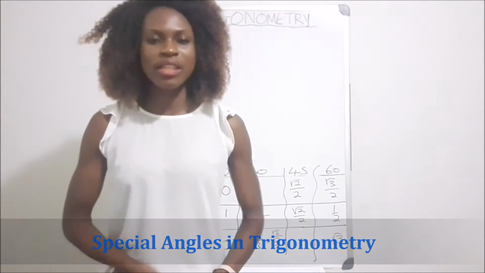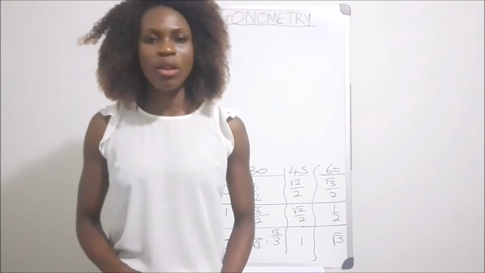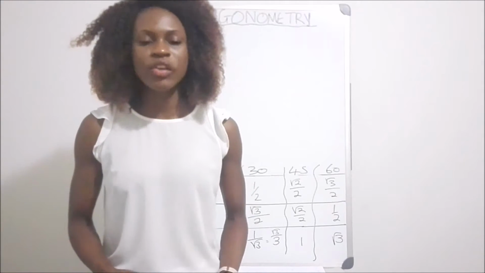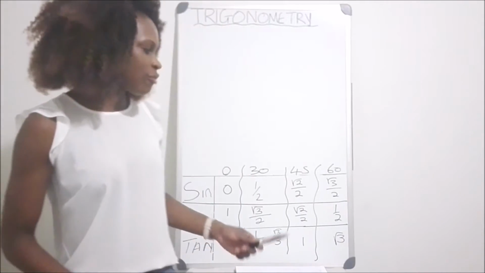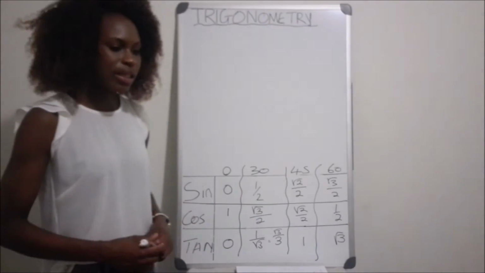The value of sine theta, cos theta and tan theta can be solved without the use of a calculator if the value of theta is 0 degrees, 30 degrees, 45 degrees or 60 degrees. As I've already written them here: 0, 30, 45 and 60 degrees.